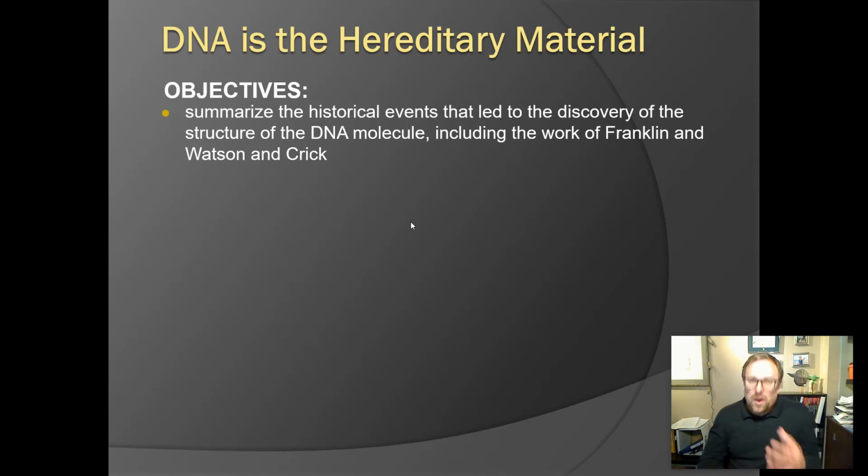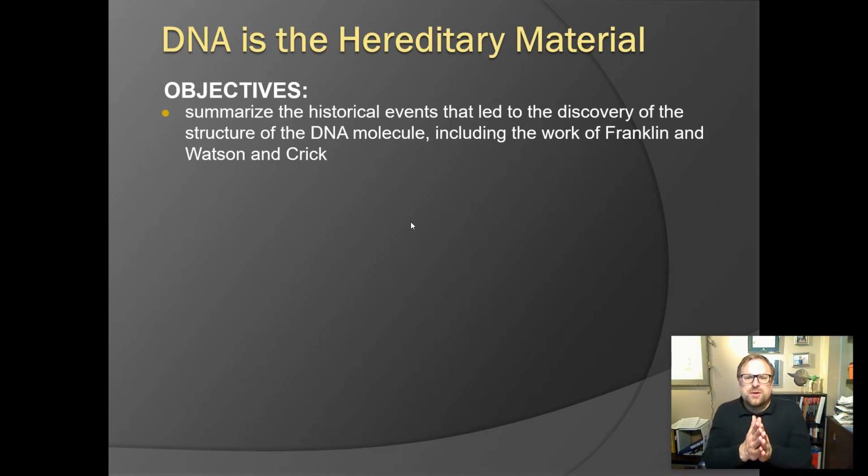What we're going to do now is figure out how we determined that DNA was the hereditary material, the thing that allowed you to look similar to your parents but not exactly the same, similar to your siblings but not exactly the same, how our genetic information is passed from one generation to the next. And it is a bit of a history lesson. It takes us through time.